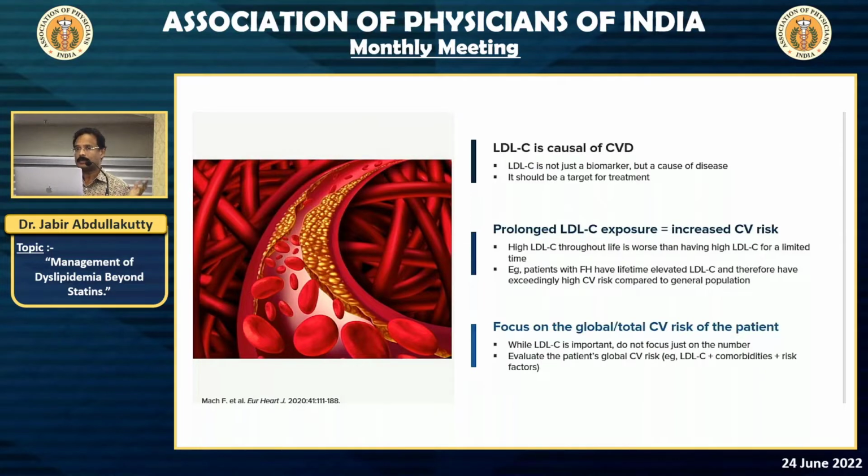From birth itself they are exposed to high cholesterol, because a neonate usually has an LDL cholesterol of around 15 to 25 milligram per deciliter. These people are exposed to more than 100 or 200 milligram per deciliter of LDL cholesterol from the beginning onwards, and they develop atherosclerotic cardiovascular disease quite young, by 18 or 20 years or by 30 years.